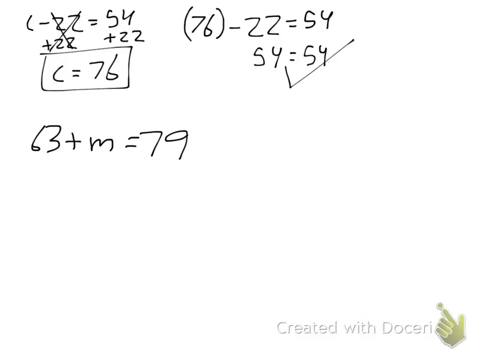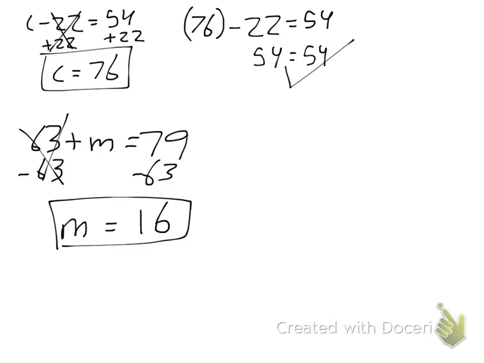I have to... it's 63 plus m. Or if I read it the other way, it's m plus 63. To undo an addition of 63, I'm going to subtract. And to make sure, what you do to one side, you do to the other. And what's 79 minus 63? Oh, yeah. 16.